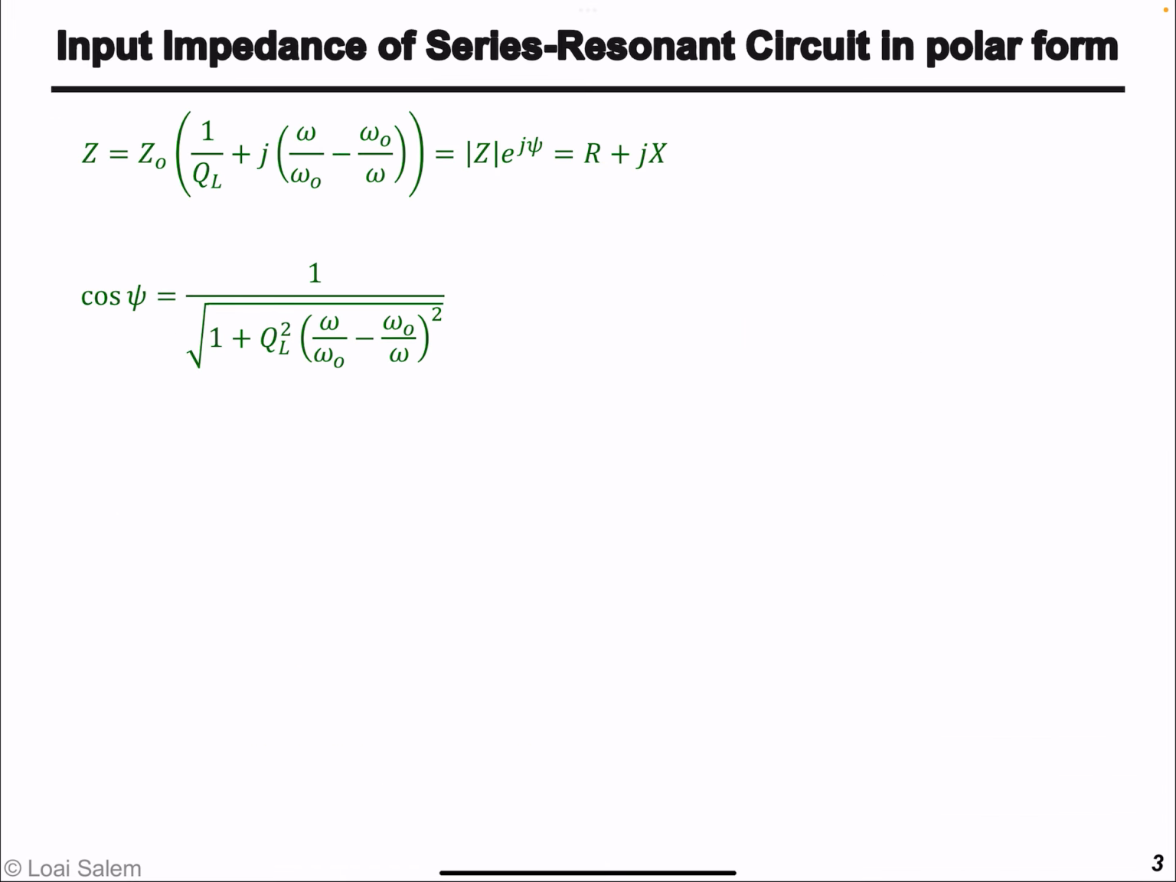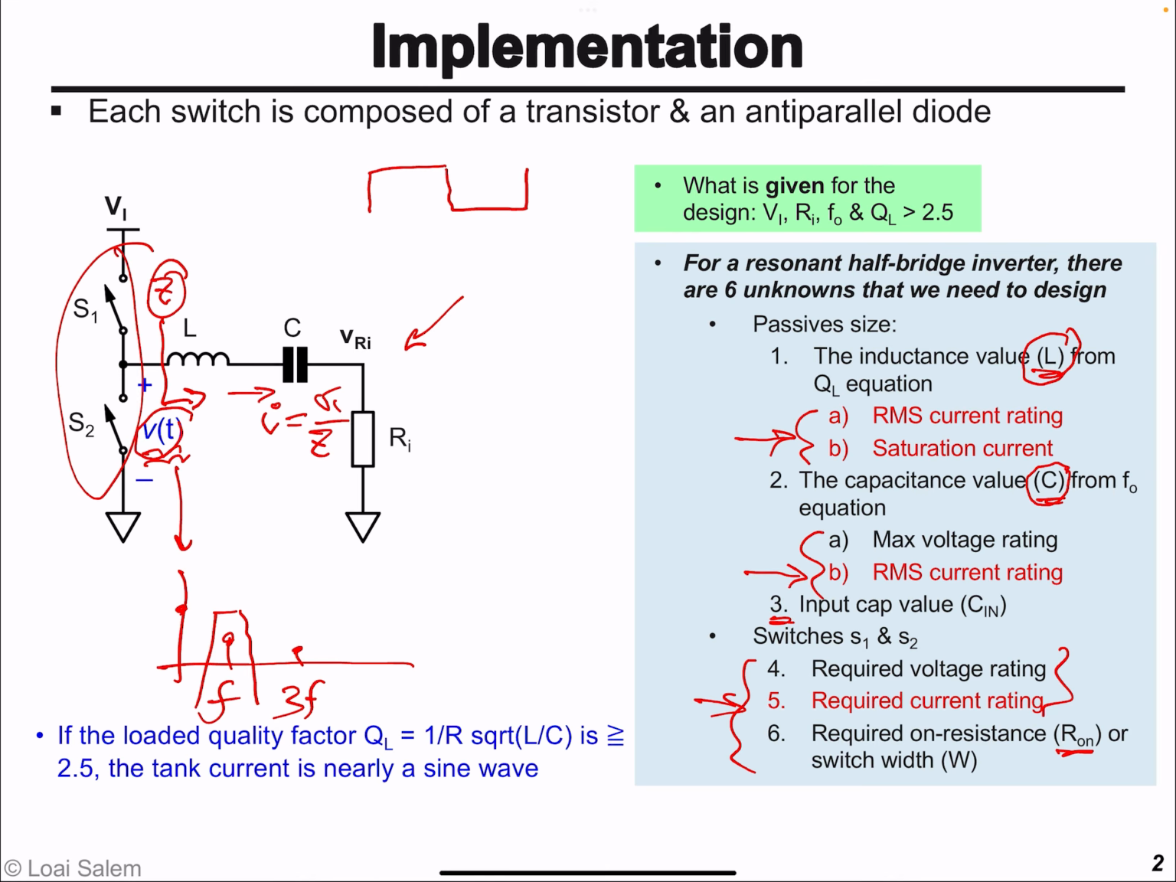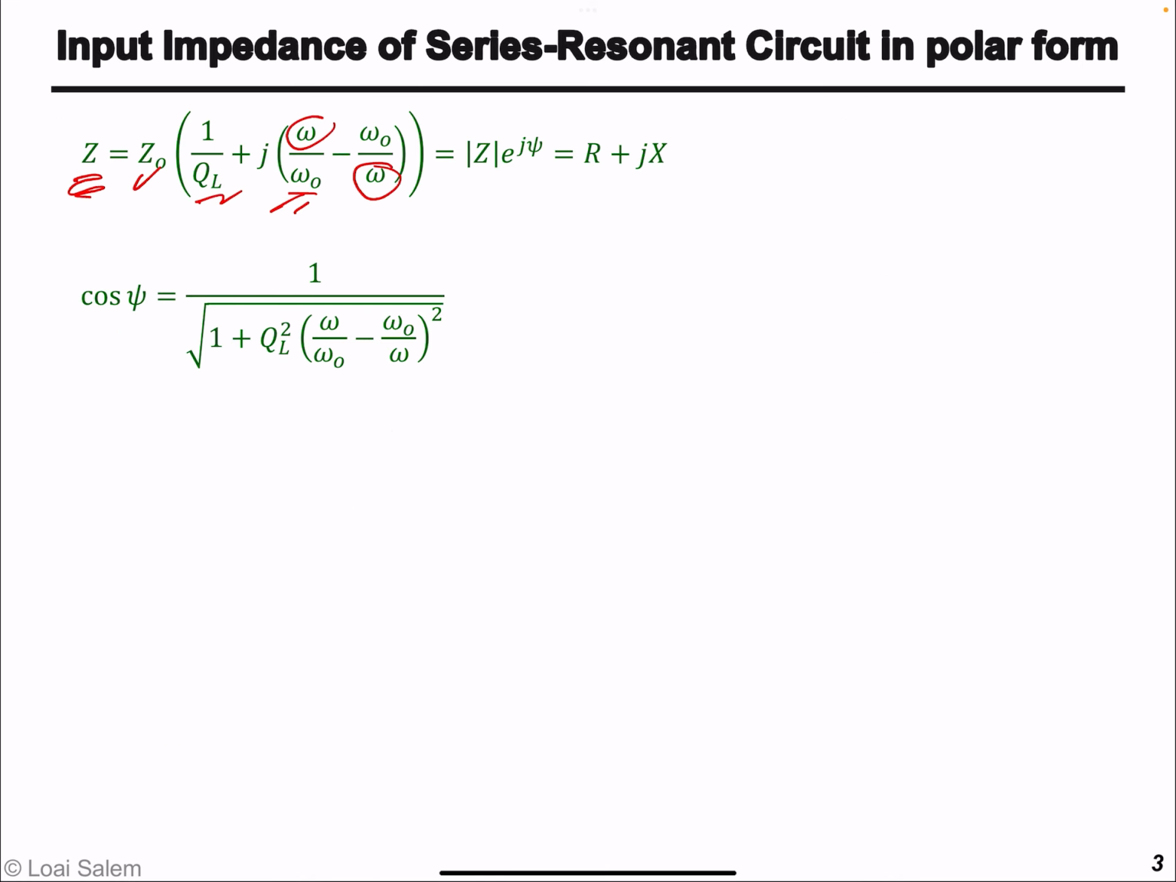And in a previous video, we found an expression for the equivalent input impedance of the RLC circuit. It depends on the characteristic impedance of the RLC circuit, its loaded quality, its resonant frequency, as well as the operating frequency. It varies with the operating frequency of the half bridge. And you can express it in polar form as the magnitude of the impedance and a phase psi, or in Cartesian form as real part and imaginary part.